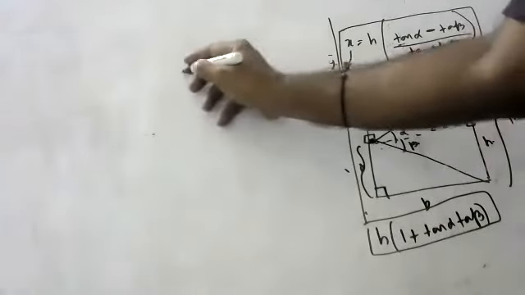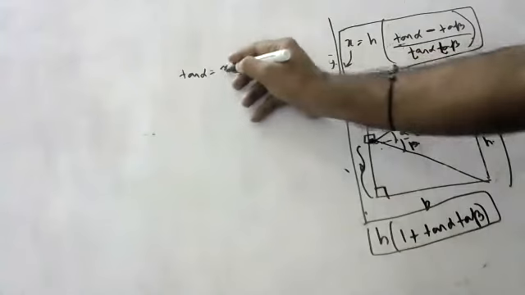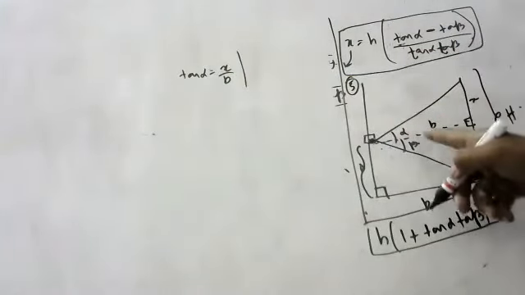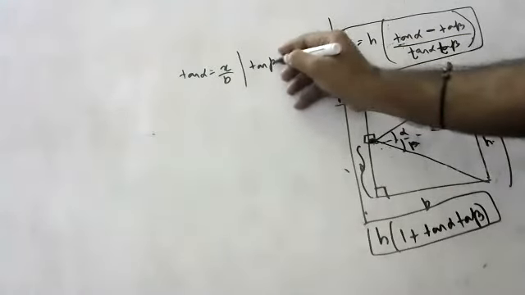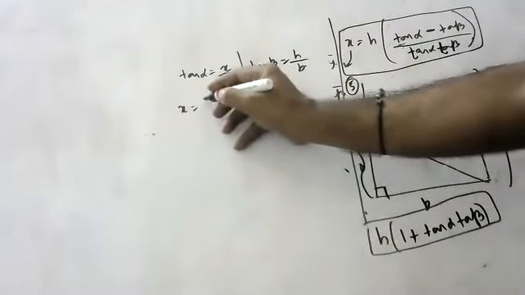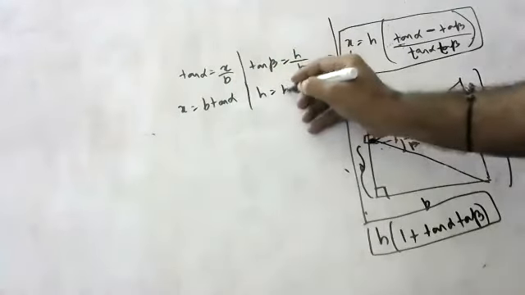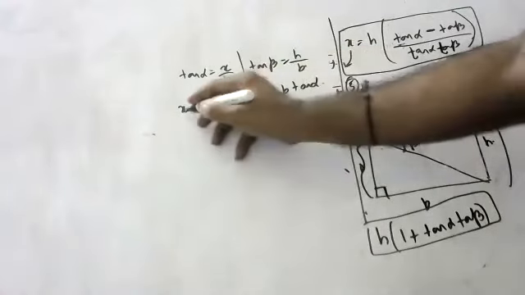Can anyone help me tell tan alpha? Tan alpha is equal to x by b. Can anyone say tan beta? Tan beta is equal to h by b. Okay, children. So x is equal to b tan alpha, and h is equal to b tan beta.